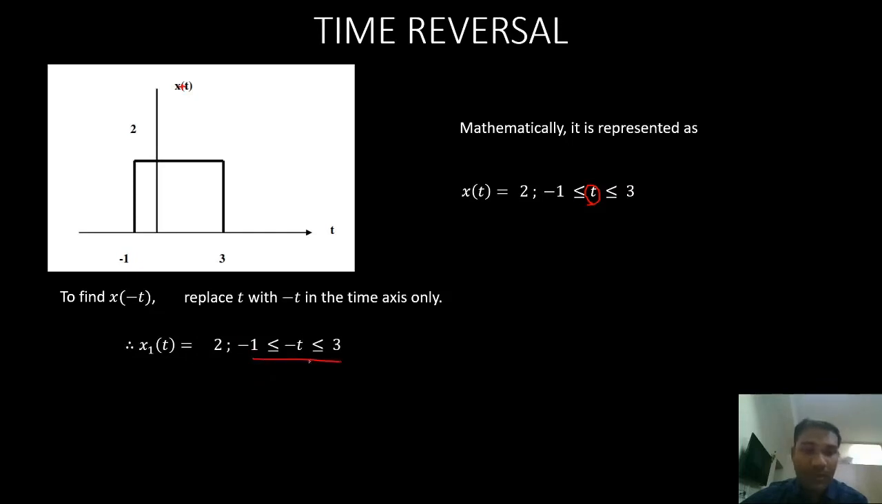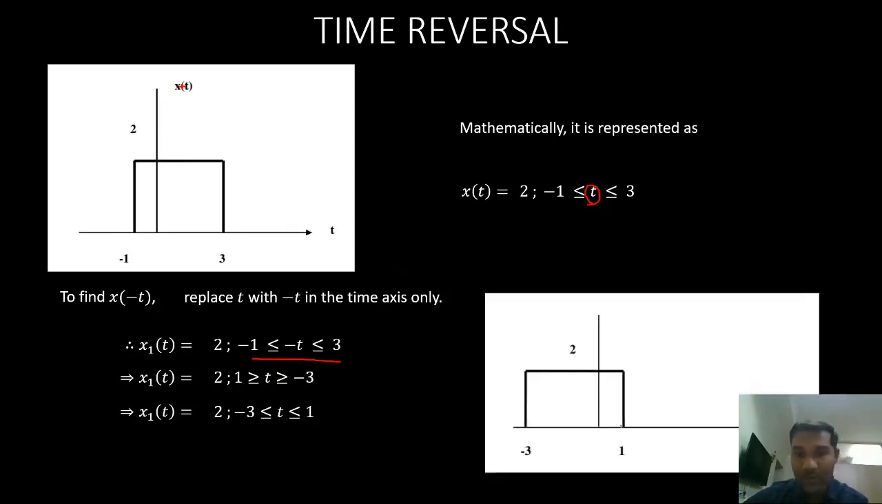Now I'll simplify this one. It becomes 1 greater than or equal to t greater than or equal to minus 3. That means minus 3 less than or equal to t less than or equal to 1. So what happens to the graphical version? It looks something like this. This is x of minus t. So basically whatever is on the right hand side, it will be folded onto the left hand side. Whatever is on the left hand side will be folded onto the right hand side.